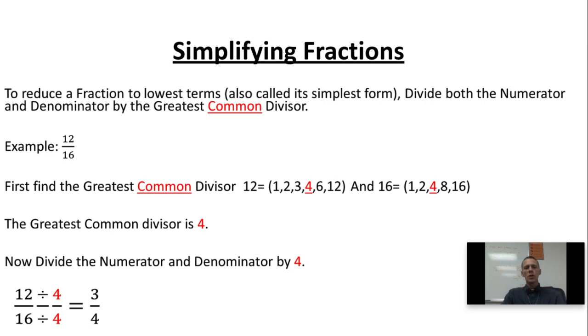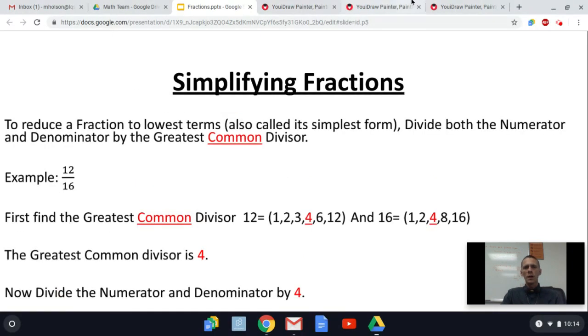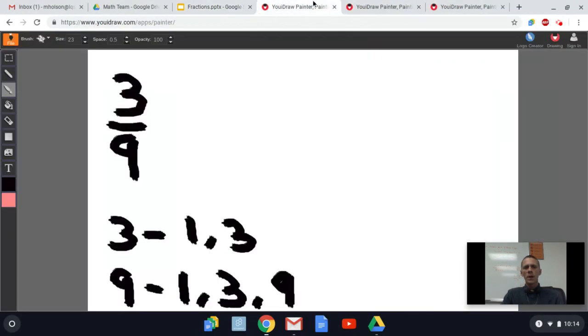So I want to show you guys one more example real quick. Let's go ahead and switch over. Now, here I have 3 over 9. What I want to do is reduce 3 over 9. So here at the bottom, I wrote 3 and 9, and I wrote the factors of each number next to it. Now, factors are just numbers that multiply to make a certain number.